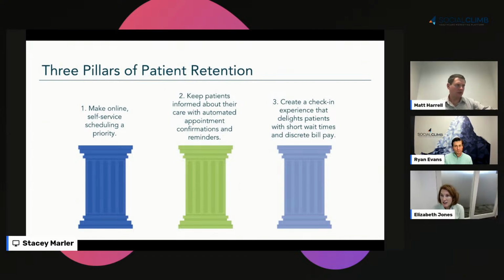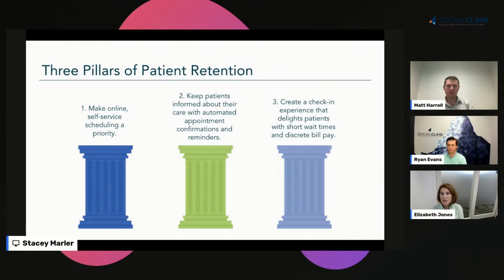And not only is it good to remind them about an appointment, it also gives them flexibility to confirm their appointment, reschedule an appointment, or even cancel an appointment. And again, at any time of day, at a time that's convenient for patients. And so really we want to make this convenient for patients.